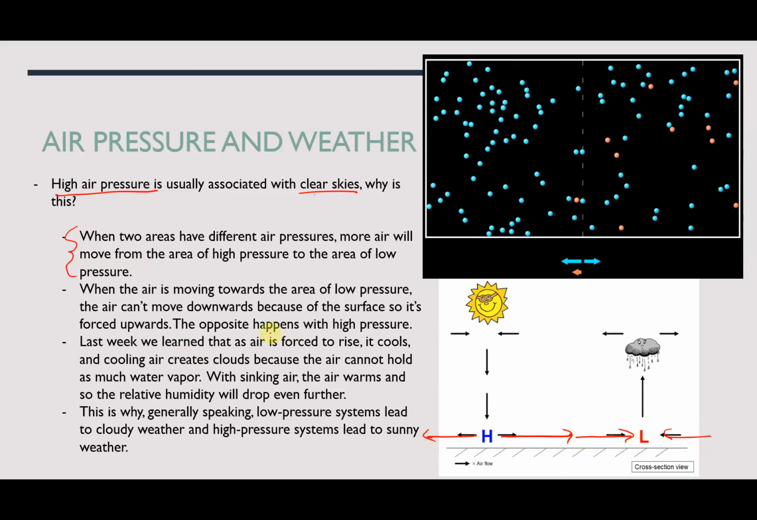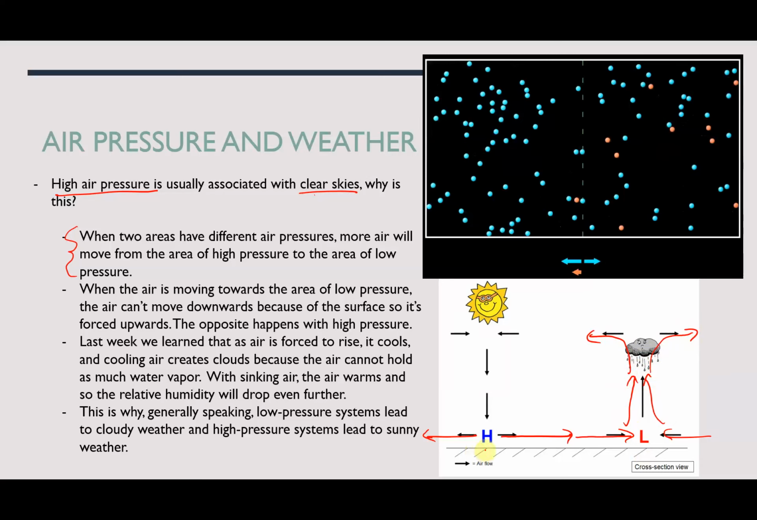And so what happens to the air that's moving towards a low pressure area? Well, the air can't go down because there's the ground in the way. And so all this new air is moving in. There's only really one place for it to go, and that's going to be upwards. So as the air moves upwards, it's going to spread out throughout the atmosphere like so.